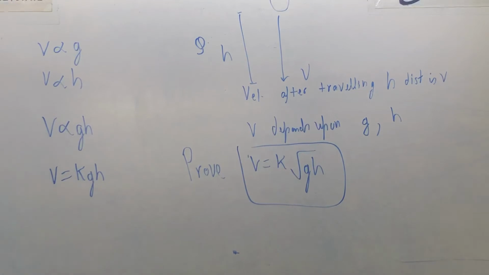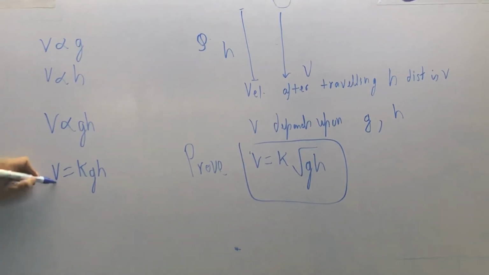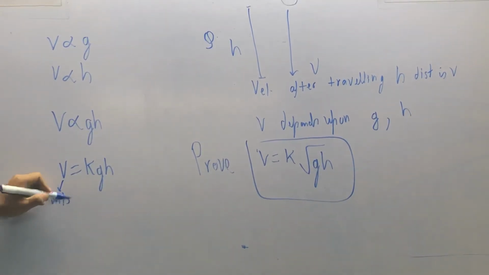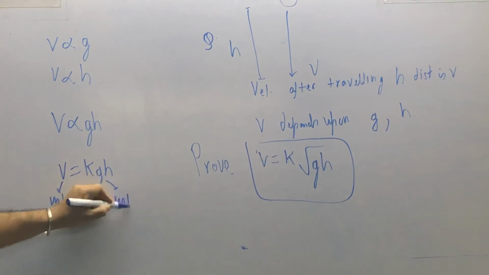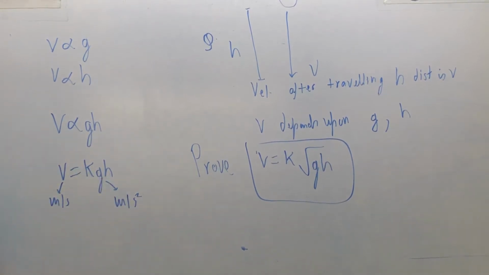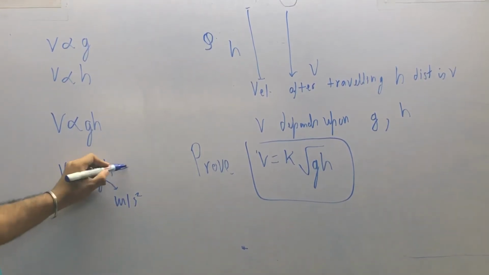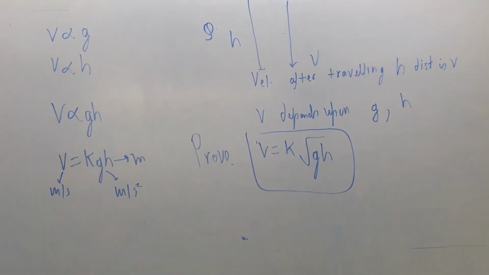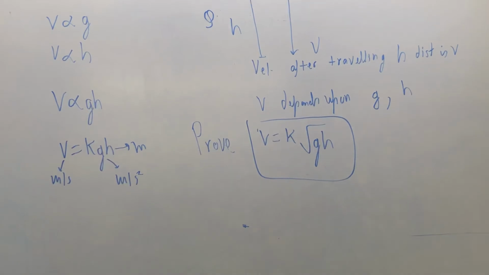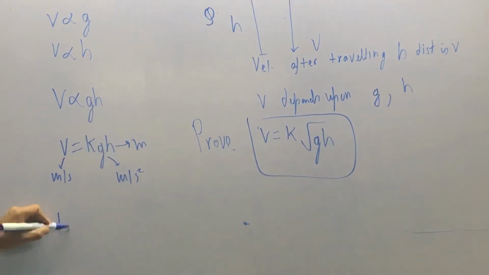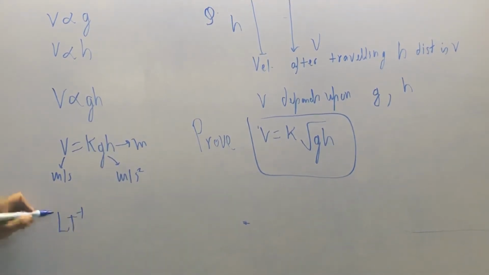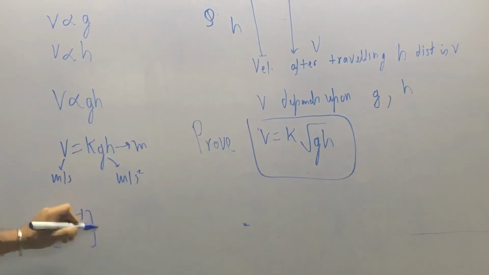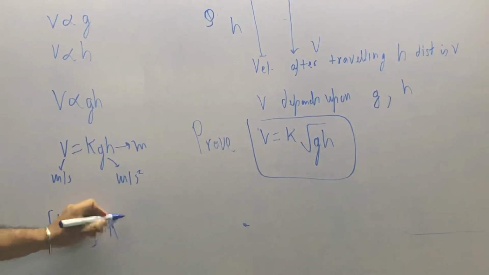What is the dimension of v? v is meter per second. g is meter per second square. Gravity is just a form of acceleration. And h is meter. Now, just put in all the values and let us see what happens. So, meter per second will be LT raised to the power minus 1, is equal to k.